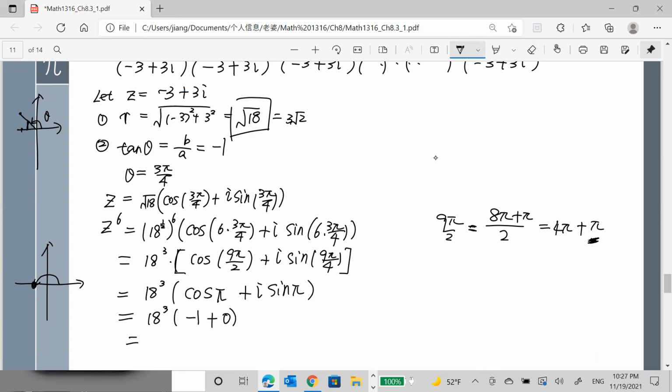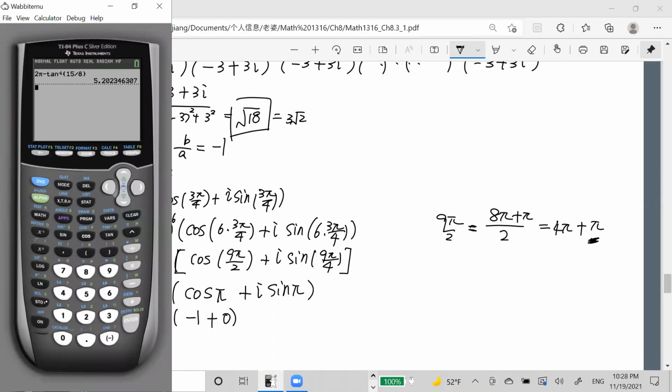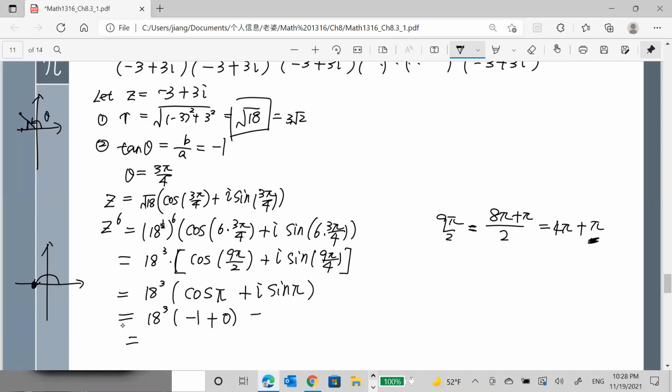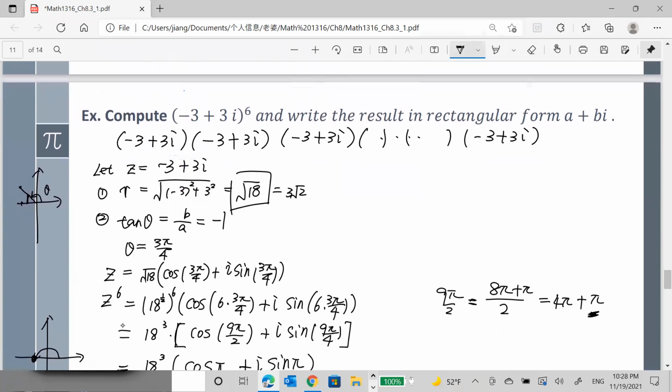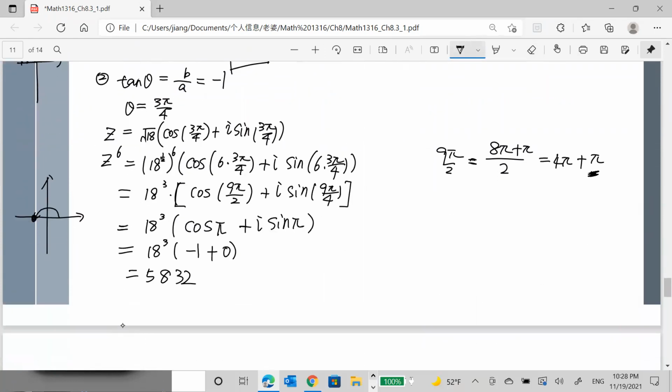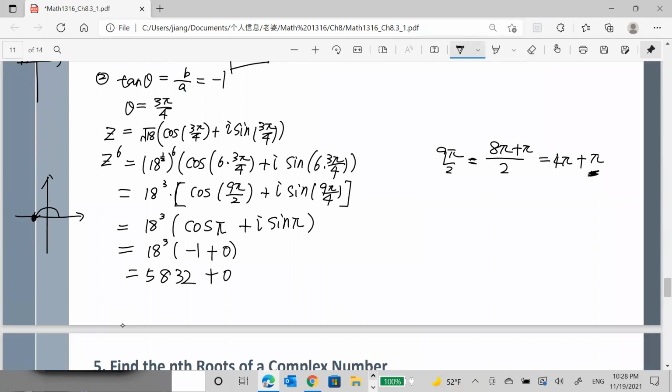So this one equals 18 cubed. Let's use a calculator to find it. For cubed, you just use the power button here, click it and hit 3, then hit enter. That's 5832. So that's the rectangular form, a plus bi. This is a. You can also add 0i, or you just say 5832.